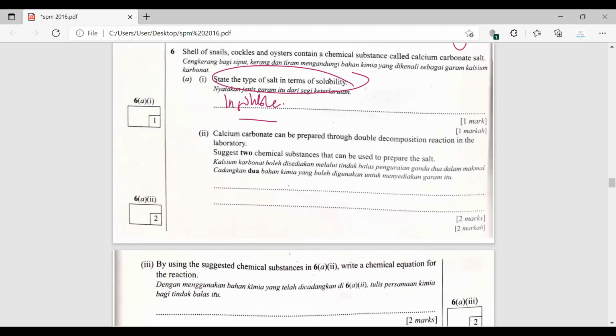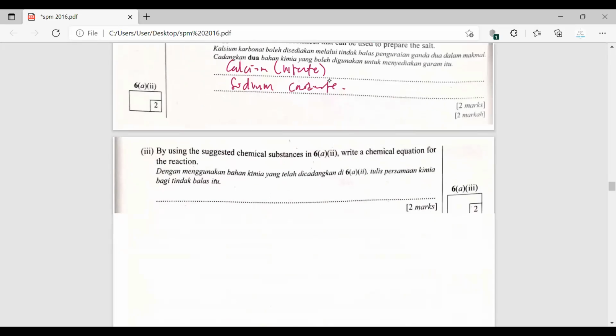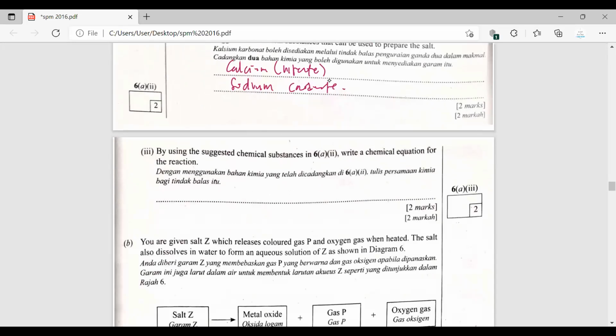I can get calcium carbonate through double decomposition. What are the 2 chemicals that I can use to prepare this salt, Nage? Calcium nitrate and sodium carbonate. Very good. I'm using calcium nitrate and sodium carbonate. Correct. Write a chemical equation. Nage, you choose someone to write the chemical equation that you just said.